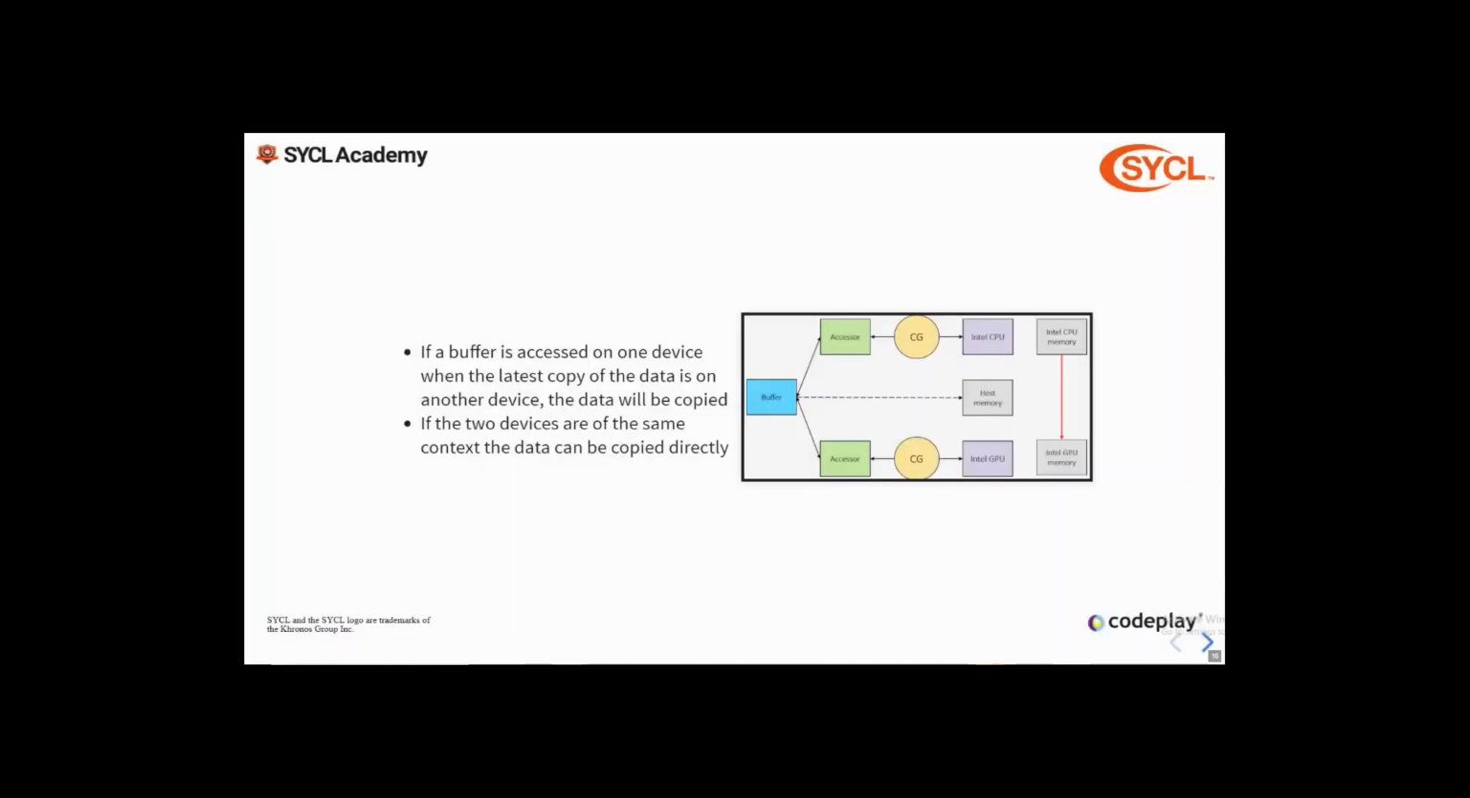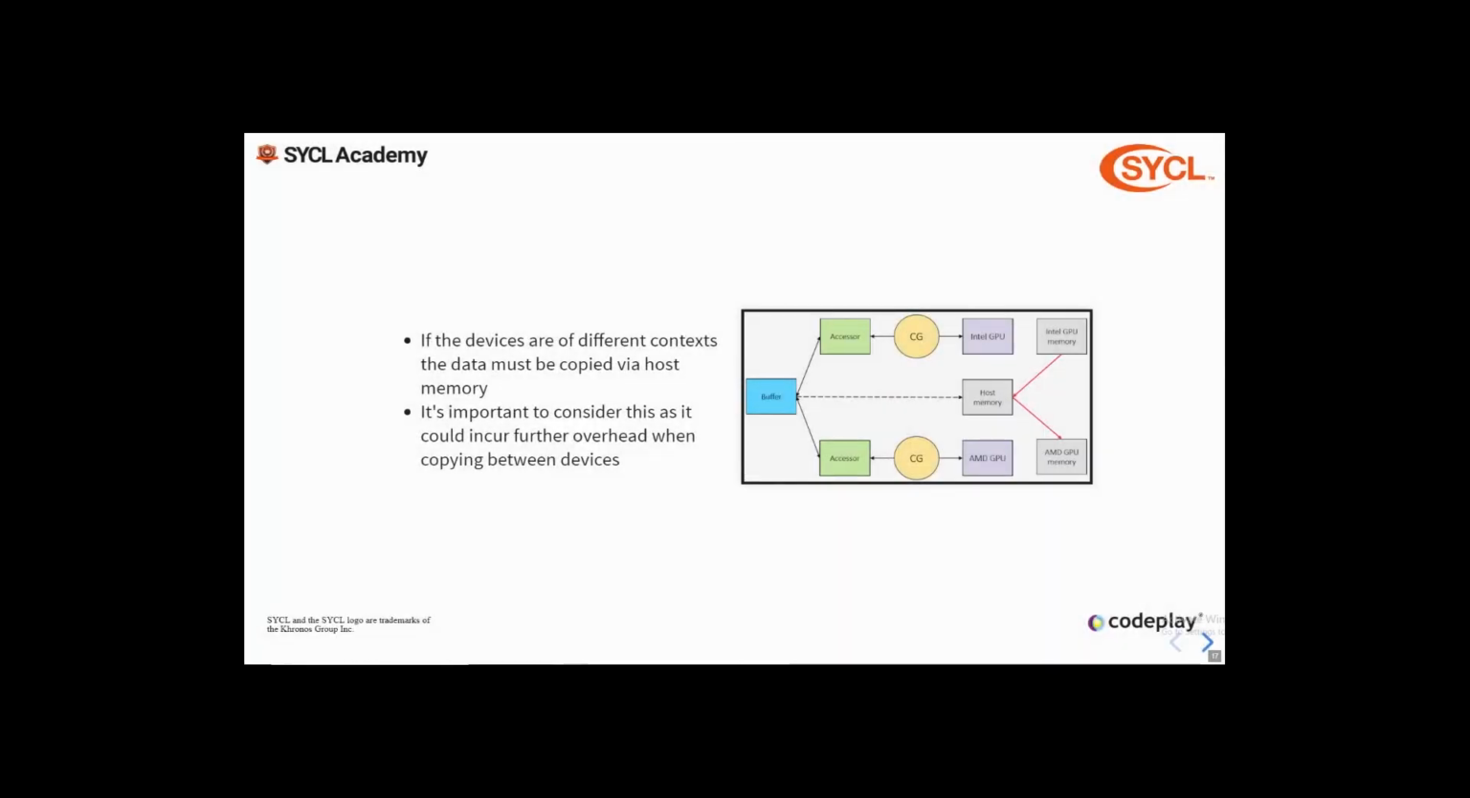Now we're going to look at a couple of different cases of using a buffer across different devices. If a buffer is accessed on one device and the latest modified copy of the data is on another device, then the data will be copied over. Now if the two devices are in the same context, for example both Intel, then the data will be copied directly from one to the other.